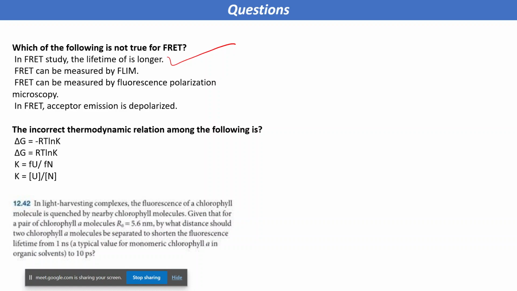Now moving to the next question. The incorrect thermodynamic relation among the following is: delta G equals minus RT ln K; delta G equals RT ln K; K equals Fu/Fn; K equals U/N. So it's the second option, because delta G is equal to minus RT ln K. So this will be your wrong option.